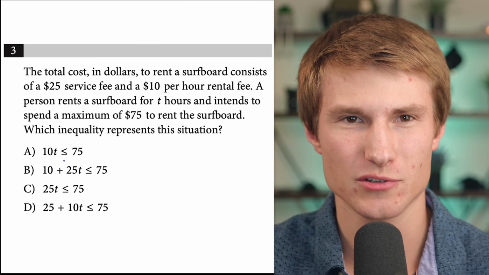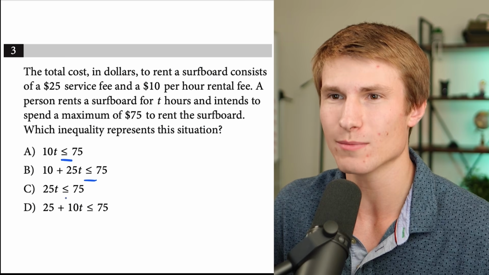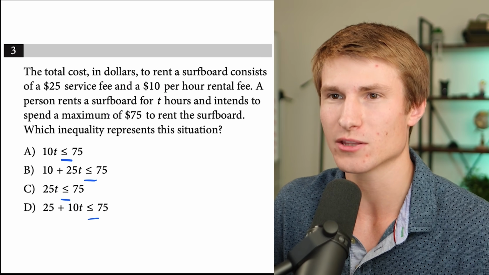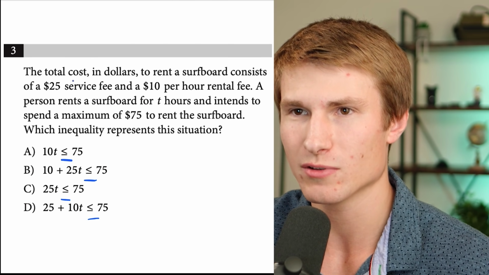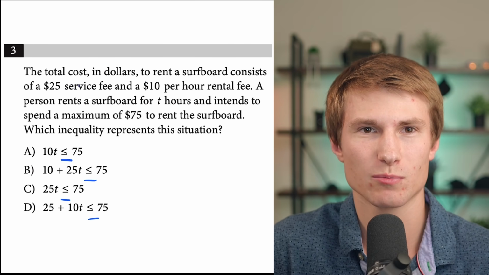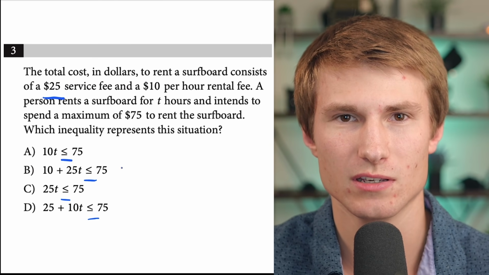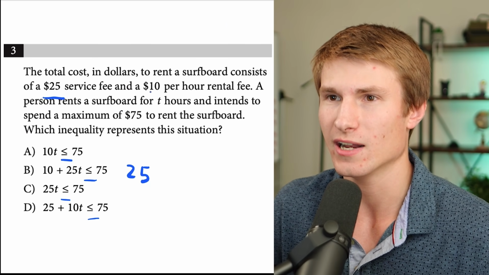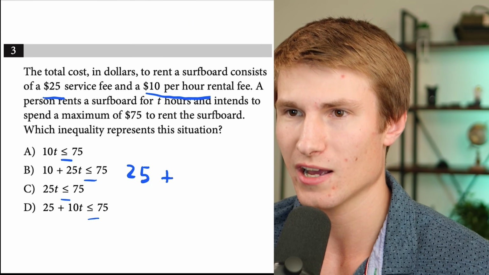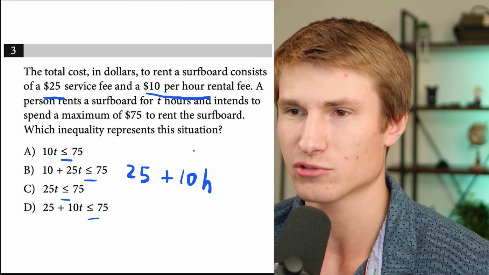Here's a tip to be more efficient on the SAT math section. If you glance at the answer choices of question 3, you'll see that all of them are going to be inequalities. So as you read through this word problem, you want to go ahead and write out the inequality to save you time. So if we start from the beginning, the total cost in dollars to rent a surfboard consists of a $25 service fee. So we can write down that $25, and that's a one-time charge because it's a service fee, and a $10 per hour rental fee. So we're going to have plus 10H. We'll use H to represent hours.